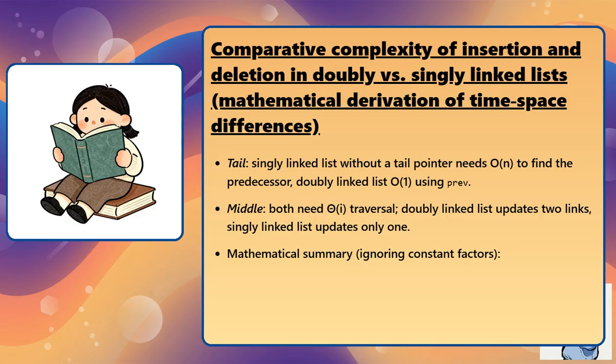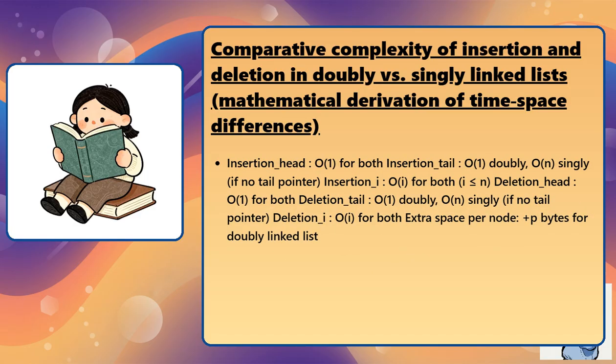Mathematical summary, ignoring constant factors: insertion head O(1) for both. Insertion tail O(1) for doubly linked list, O(n) for singly linked list if no tail pointer. Insertion i O(i) for both, i ≤ n. Deletion head O(1) for both. Deletion tail O(1) for doubly linked list, O(n) for singly linked list if no tail pointer. Deletion i O(i) for both.